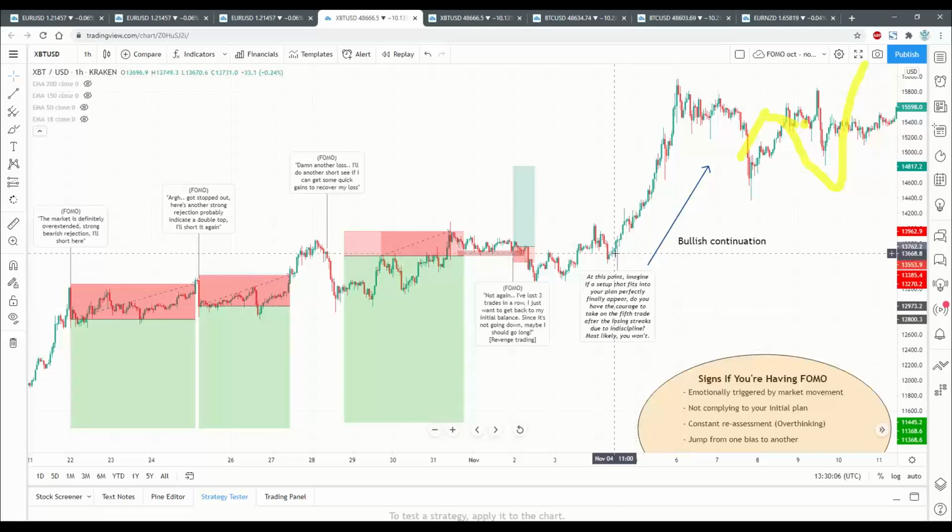But look at here. Here we had the perfect opportunity. And this guy who's been jumping in and out of trading positions missed it entirely.